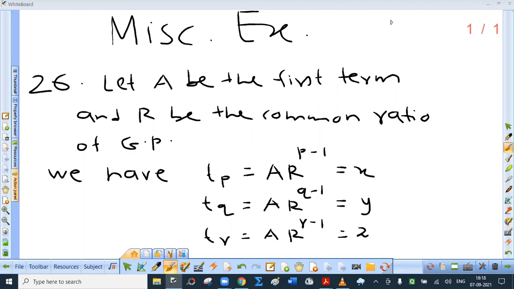I have begun with let capital A be the first term. You could have taken small a also as the first term, but you should not take small r as the common ratio because TR is given. So we take capital R as the common ratio. Now TP, TQ, TR are given to be X, Y, Z. But what is TP? A R raised to P minus 1 and so on, right? So we get this.